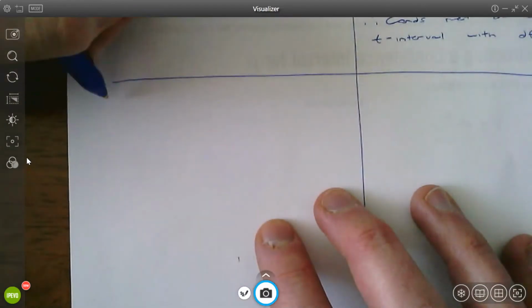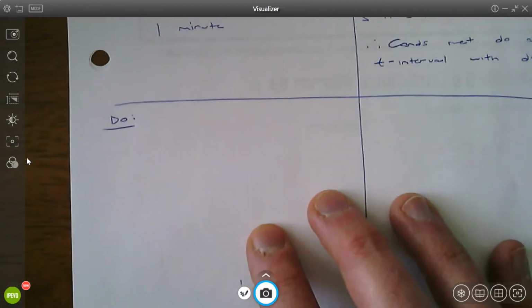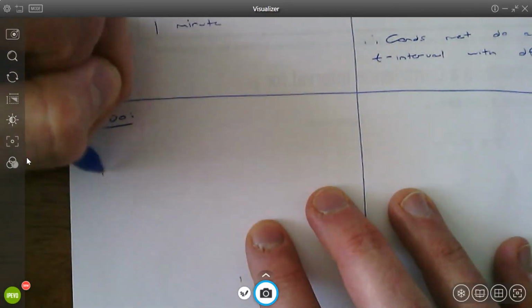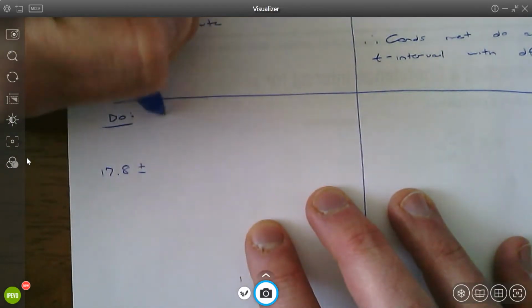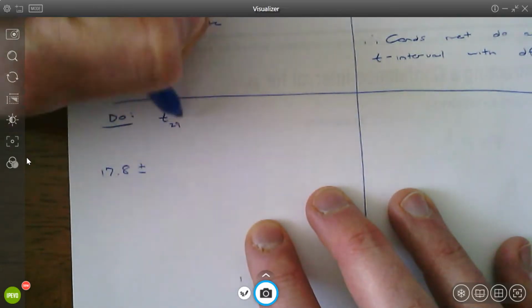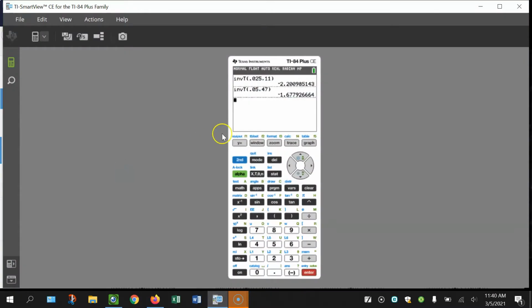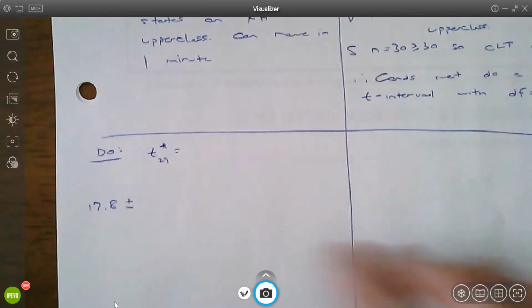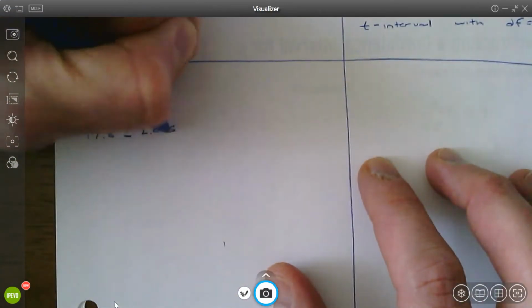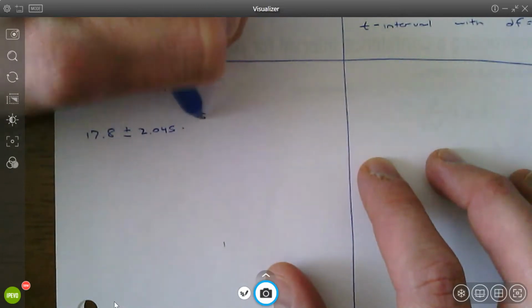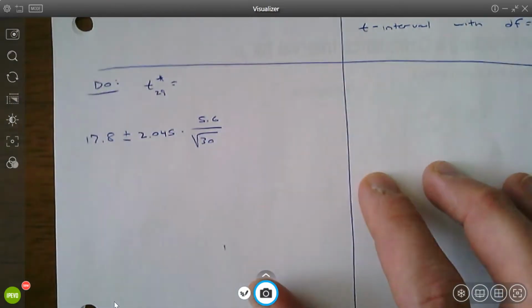All right, on to the do step. So we're going to take our sample mean, 17.8 plus or minus. We need to figure out the critical value with 29 degrees of freedom. So we're going to go to inverse T, and the area is 0.025 with 29 degrees of freedom. So 2.045 is our critical value times the standard deviation from the sample divided by the square root of the sample size.